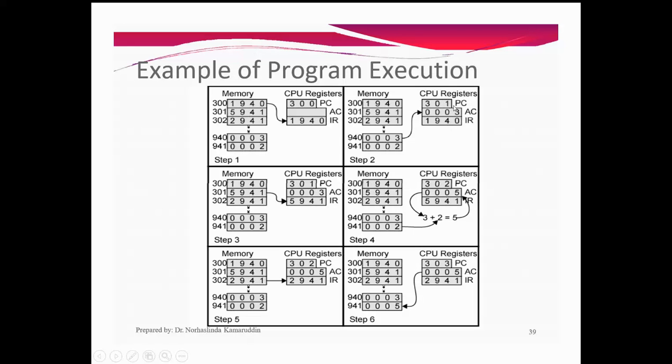At 301, what does it say? So it goes to the memory again, through the memory address register. The program counter goes to the memory address register and then to memory. It says 301, fetch instruction. So it takes the instruction in address 301, which is 5941. This 5941 goes into the instruction register.